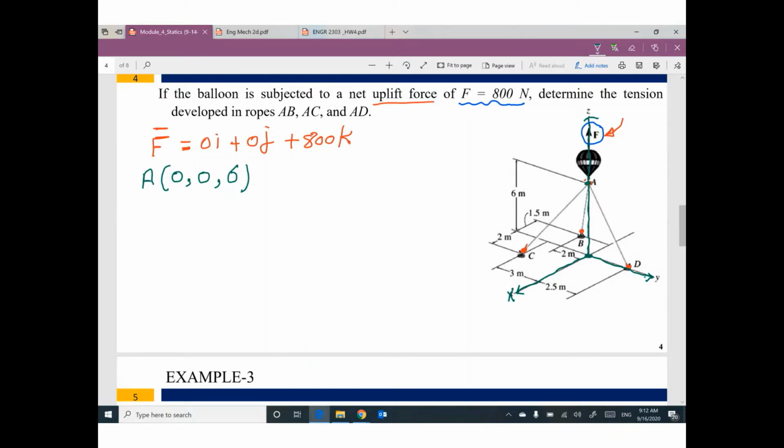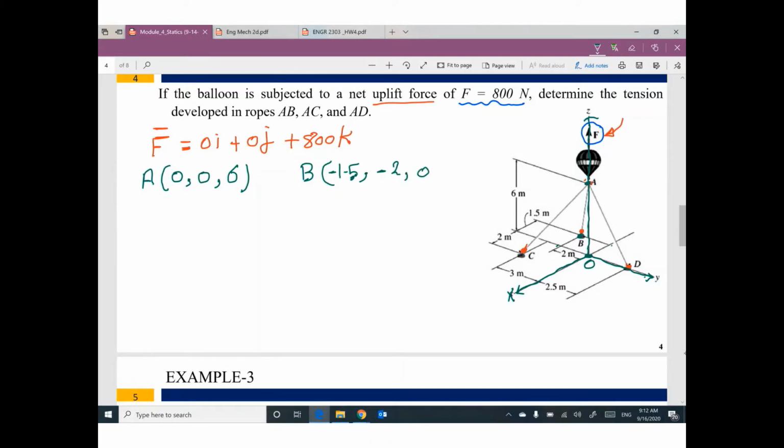What about point B? What are the coordinates of point B? Where is point B? Here you go. If you would like to move from the origin to point B, I'm walking in x negative 1.5. I will move in y negative 2. I will not move any in z direction, 0.